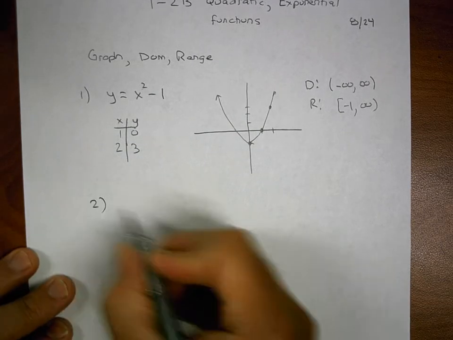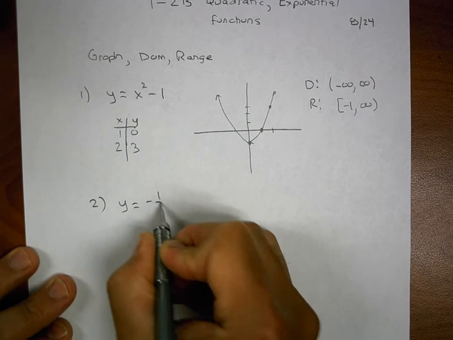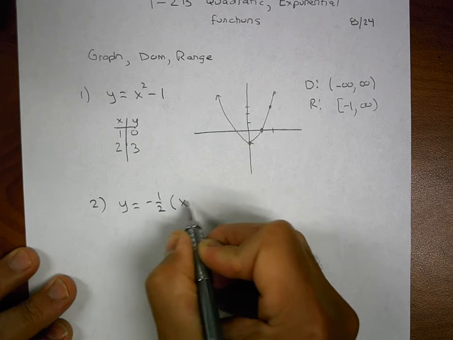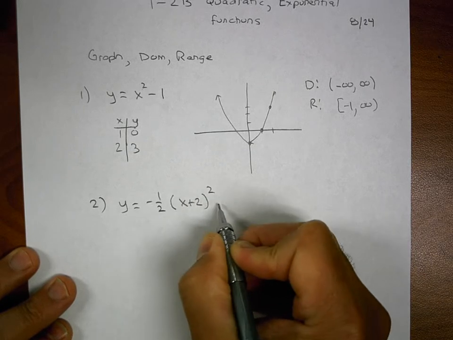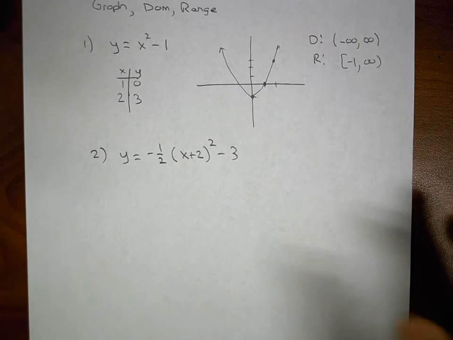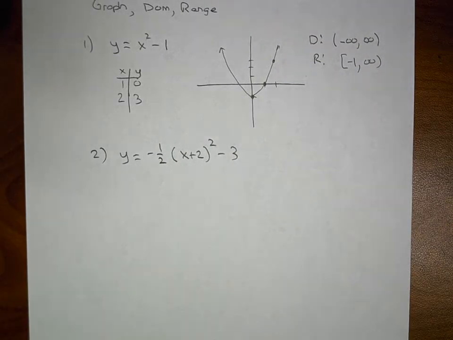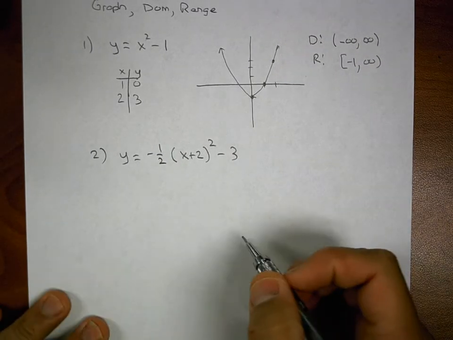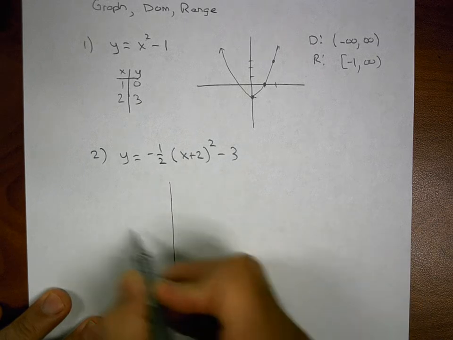Number 2. Y is equal to -1/2 parentheses x plus 2 squared minus 3. We'll do the same thing. We'll sketch it, domain and range. We should be getting better at this. All right, let's draw a little xy axis.